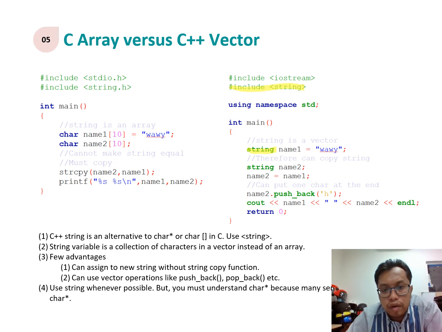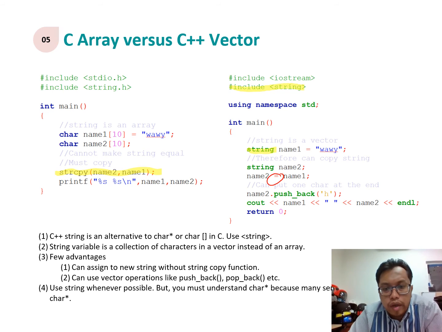Now the difference is, when you want to copy a string in C++, you can just put, when you want to copy the string name2 with the values of name1, you can use the equivalent sign: name2 equal to name1. Whereas in C it's not possible. You have to copy the whole array one by one, like in this line.